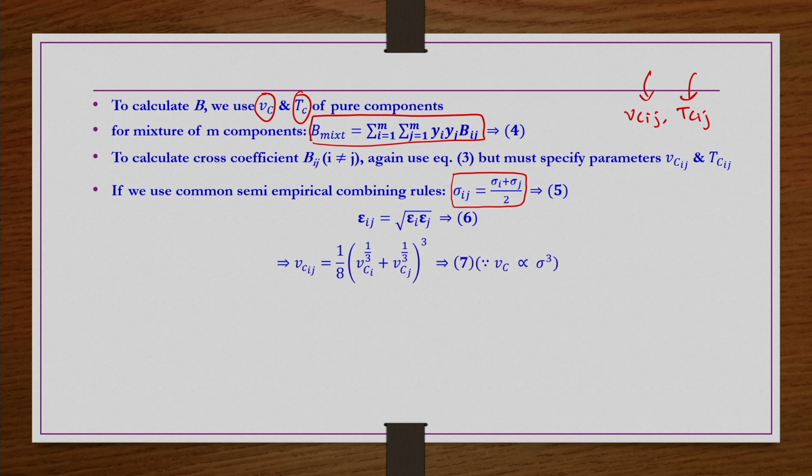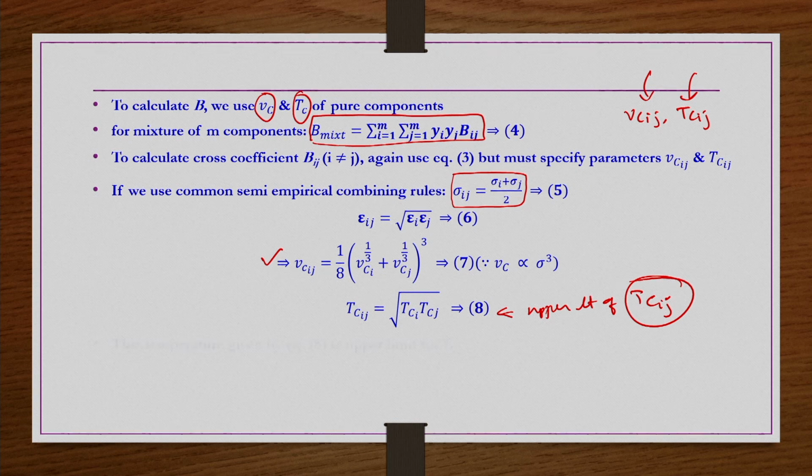And then, since we know that Vc is proportional to sigma cubed, we can write Vcij as 1 by 8 times the cube root of Vci plus the cube root of Vcj, all to the power 3. This is how we can write it, so you can use this equation for Vcij. And Tcij is simply the square root of Tci Tcj, right, and this gives a kind of upper limit of Tcij. However, even if you use this upper limit Tcij, you still get satisfactorily reliable results for the cross virial coefficients Bij, right.